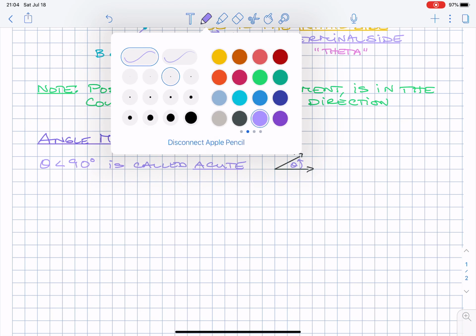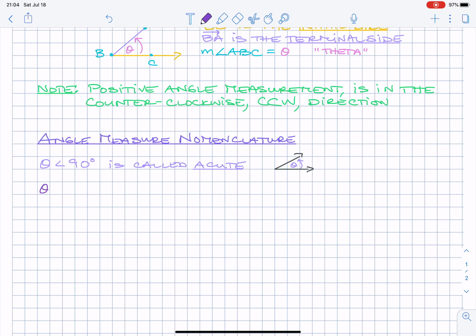But what happens if the angle is 90 degrees? If the angle is 90 degrees, this is a right angle.